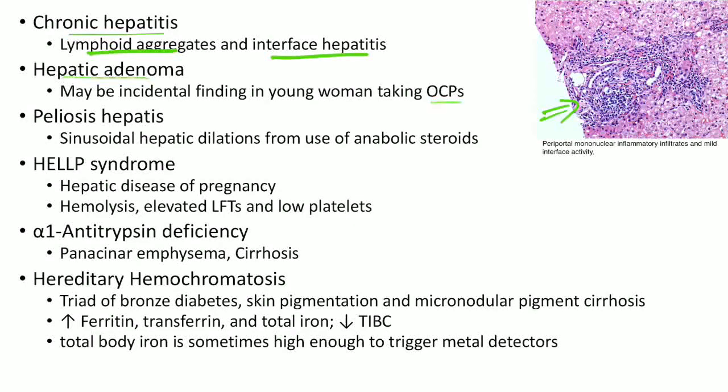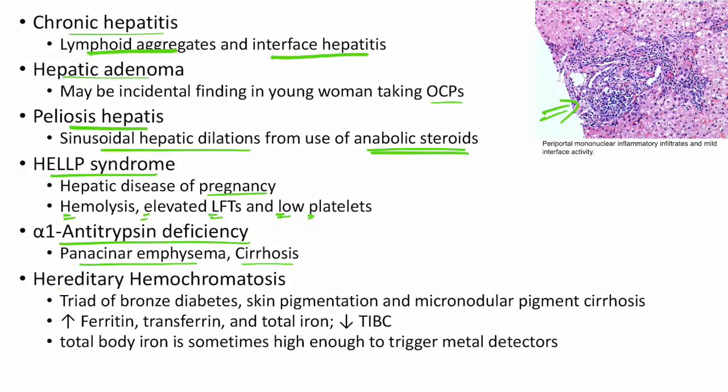Now let us see about peliosis hepatis. In this case, there are sinusoidal hepatic dilations from use of anabolic steroids. Now let us see about HELP syndrome. It is hepatic disease of pregnancy. HELP is an acronym for hemolysis, elevated liver enzymes and low platelets. Now let us see about alpha-1 antitrypsin deficiency. It will lead to panacinar emphysema and liver cirrhosis.